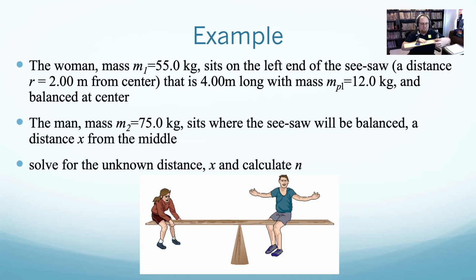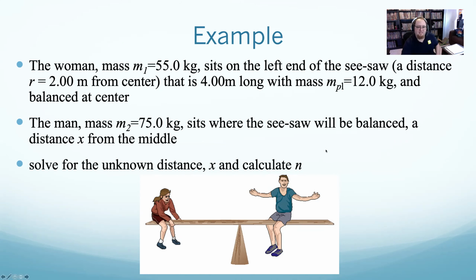So my question is, if it's pivoting just on that point, how far away does this guy need to be from the pivot point to perfectly balance? If it's perfectly balanced, if it's not moving, that's going to be equilibrium.